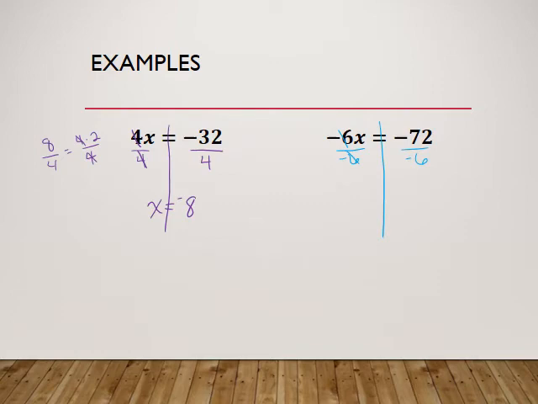So I actually have just one x left. And I make sure it's a positive x. So x equals, well, negative 72 divided by negative 6. If I go back to my 3rd grade math, 6 times what gave me 72? That was 12. And a negative divided by negative is a positive, so x equals 12.